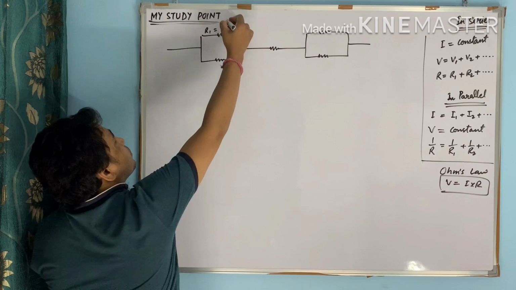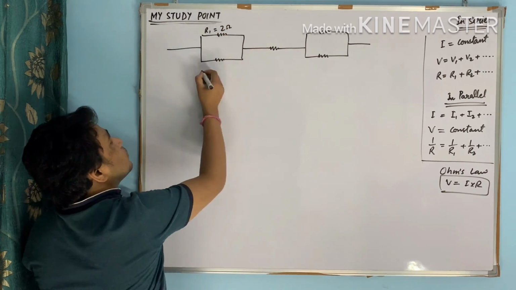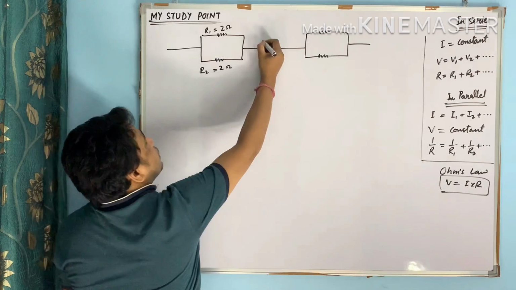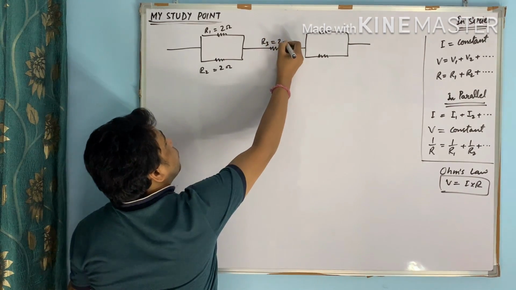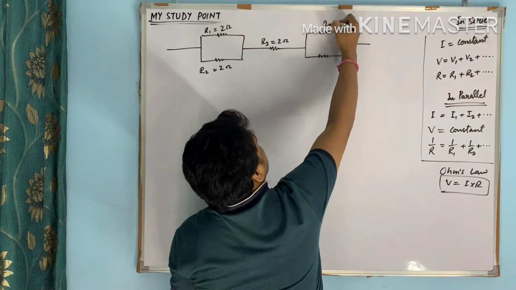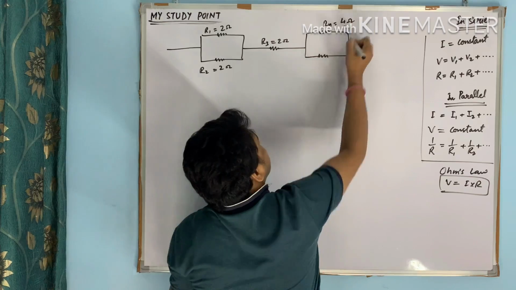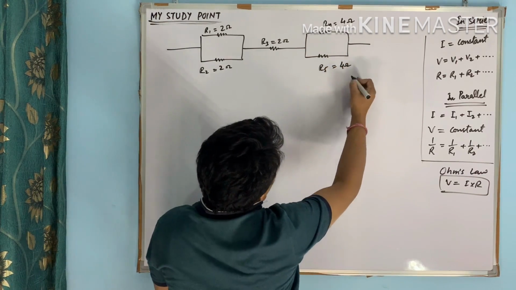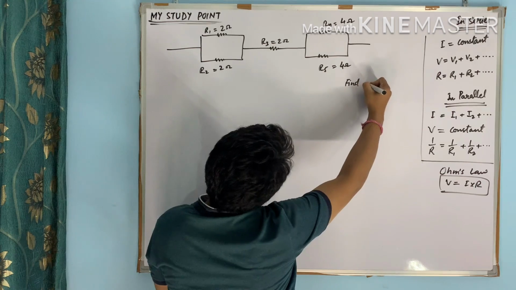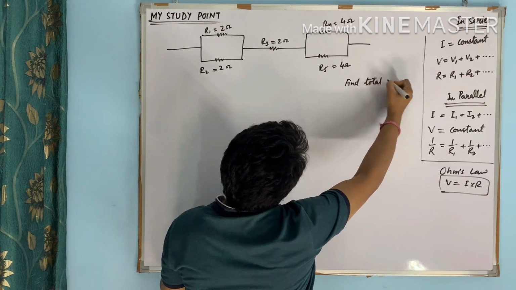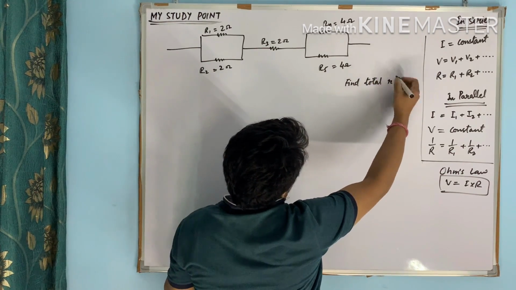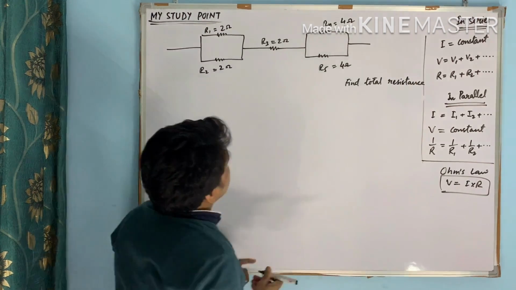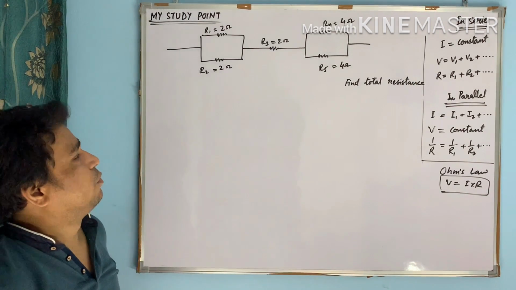R1 2 ohm, R2 2 ohm, R3 2 ohm, R4 4 ohm, R5 4 ohm. Find total resistance. This question is quite lengthier, but very simple one.